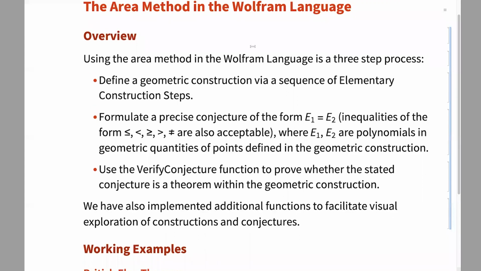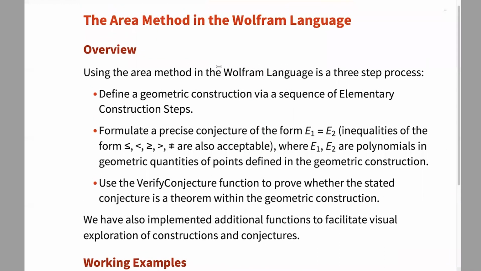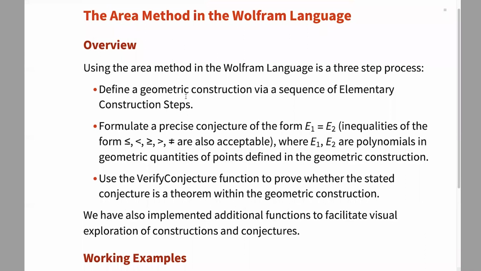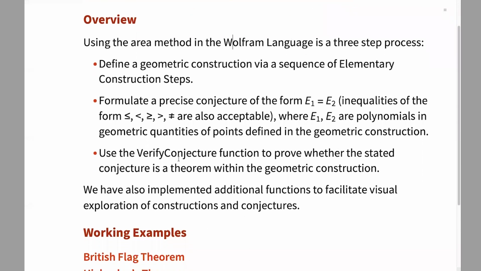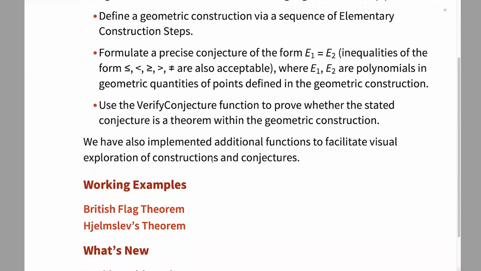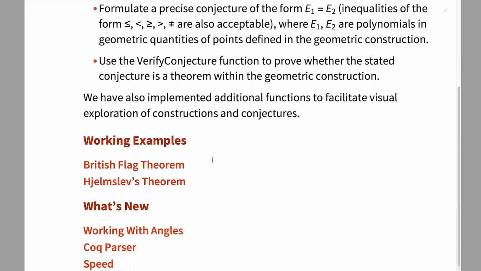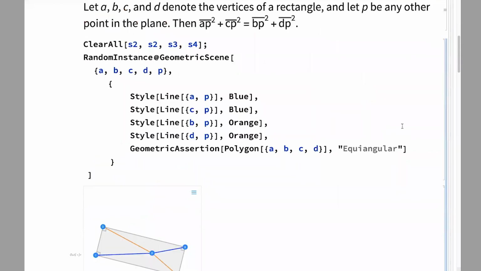The overview of how we implemented the area method in the Wolfram Language is that it's basically a three-step process. You define your geometric construction, much like you normally would. You ask a question, which you have to state in a very specific area method format. And then you use the verify conjecture function, which we developed, to prove or disprove our theorem and to generate a proof. Now I will quickly show some examples of how you would work.